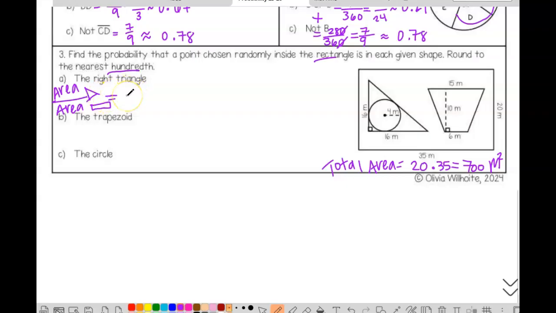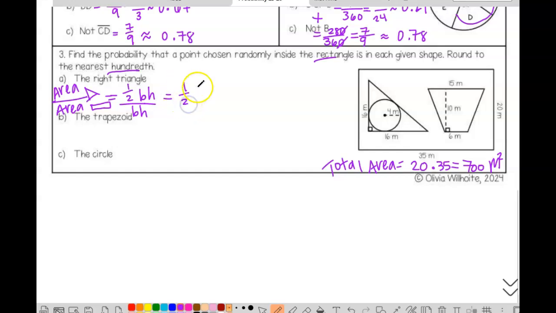So what is the formula for the area of a triangle? Base times height divided by 2, or 1/2 base times height, same thing. I'm going to do the 1/2 so we can see it. 1/2 base times height. And then we divide by the area of the rectangle, which is base times height. So we're using that area formula for the shapes in the probability calculation, okay?